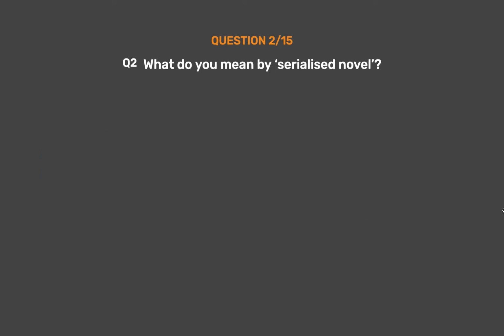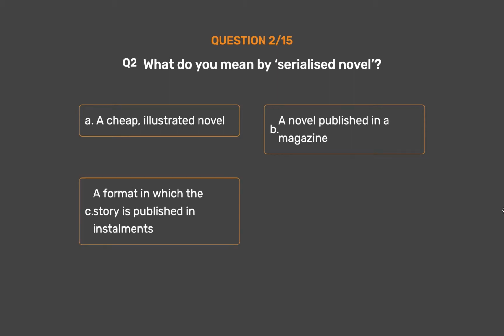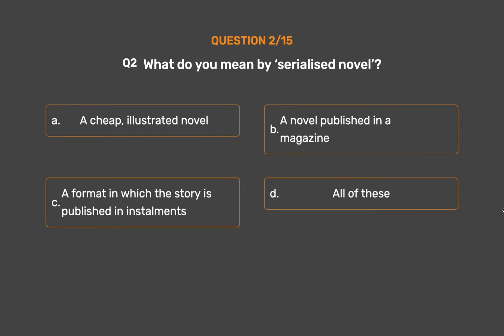Question number 2. What do you mean by serialized novel? Option A. A cheap, illustrated novel. Option B. A novel published in a magazine. Option C. A format in which the story is published in installments. Option D. All of these.